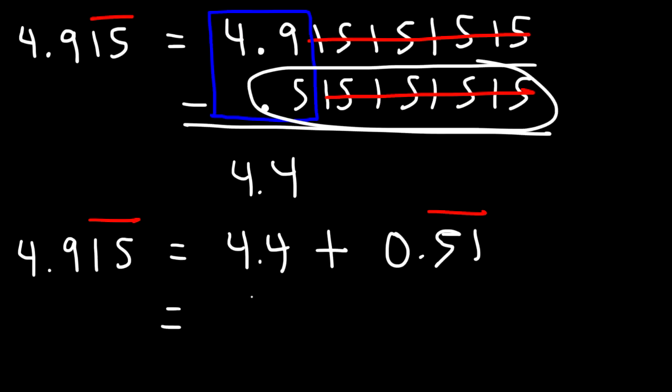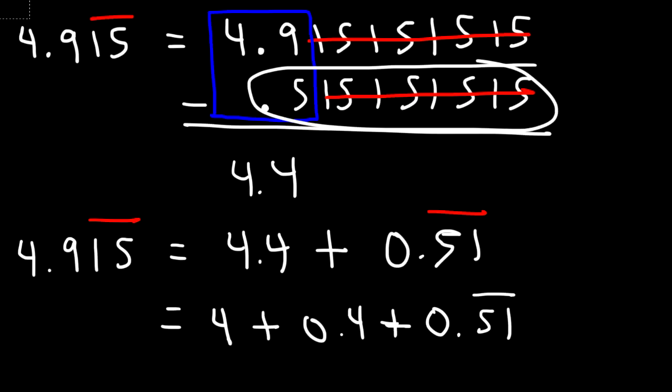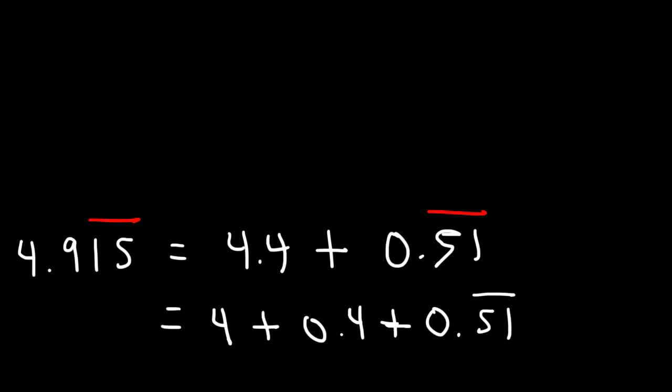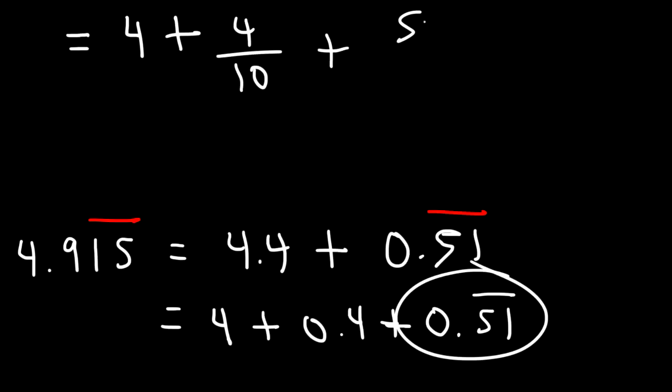Now, 4.4, I'm going to write it as 4 plus 0.4. So I have three things I need to deal with in this example. So let's make some more space. Let's get rid of this stuff on the top. So what I now have is 4 plus, now 0.4 repeating, we can write that as 4 over 10 if I multiply 0.4 by 10 over 10. And 0.51 repeating, that's going to be 51 over 99.